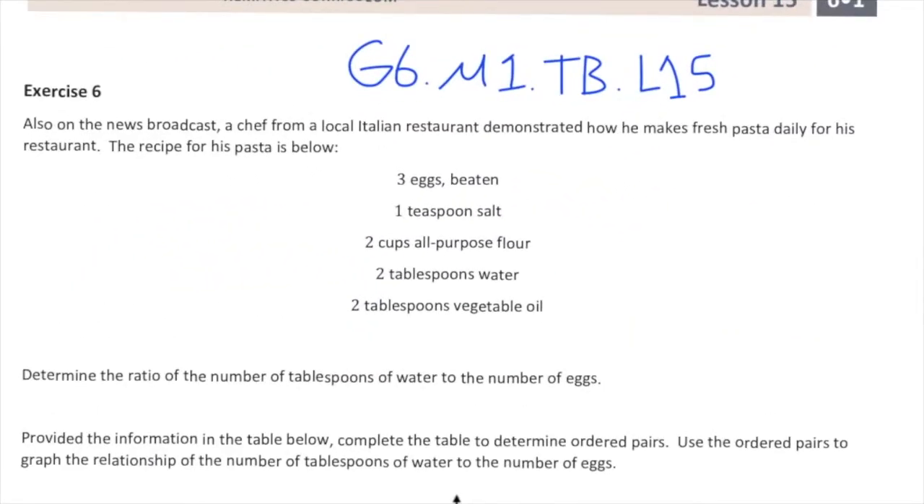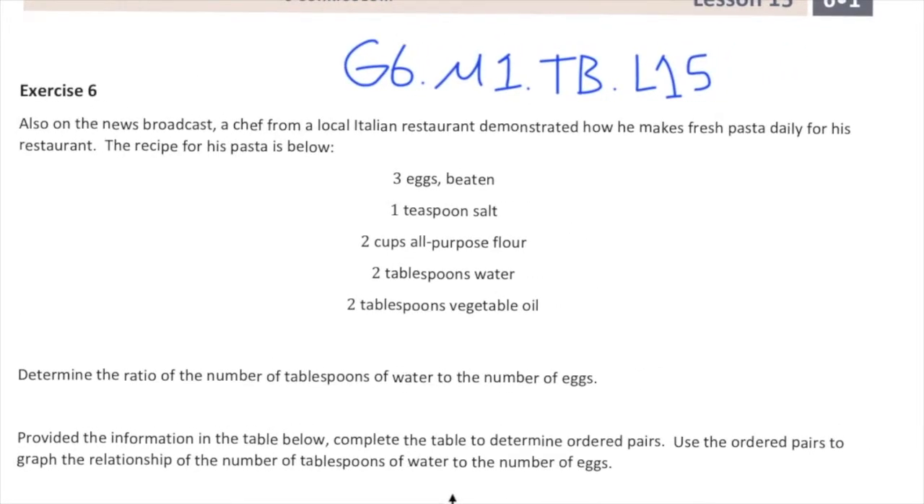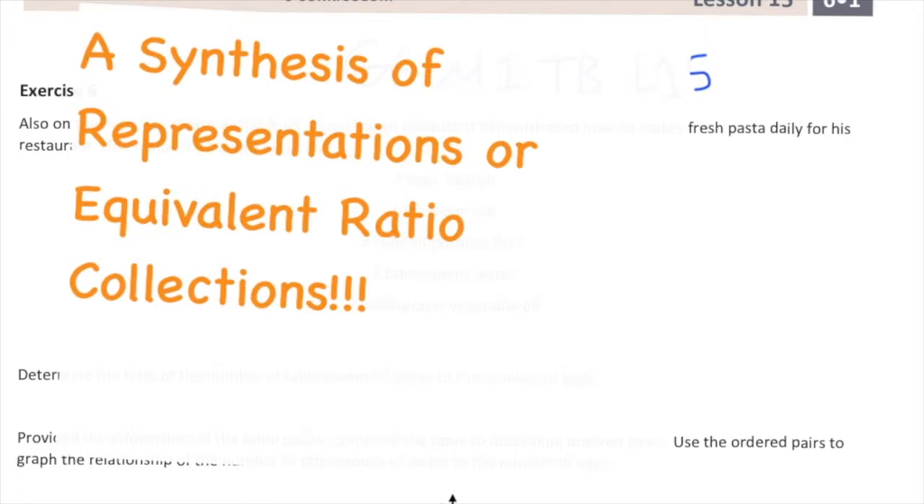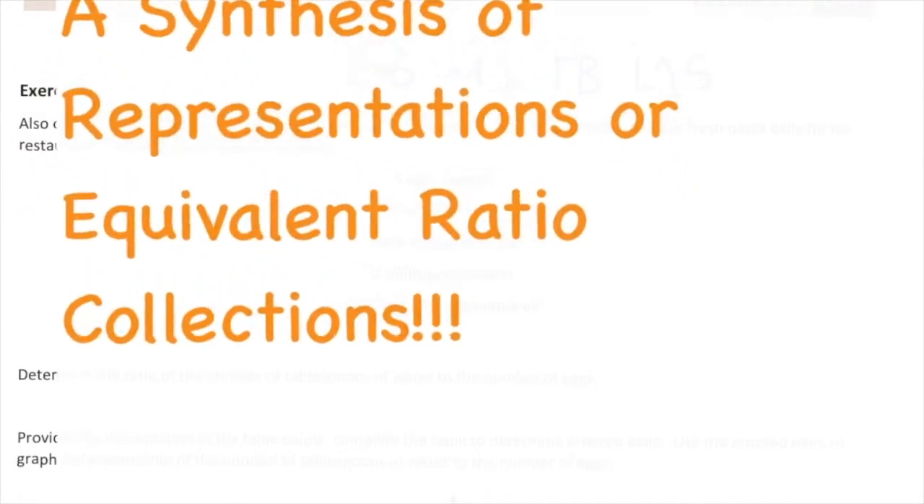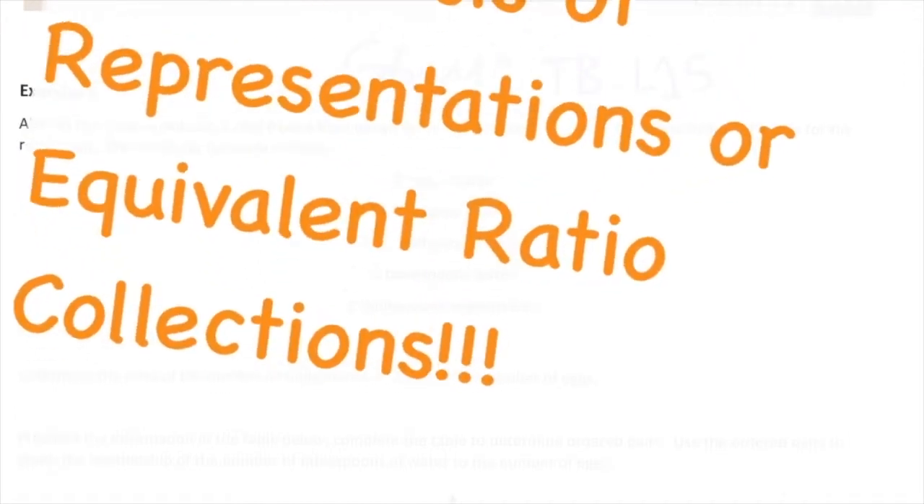Hey everybody, Mr. Enyart here. Today we're doing grade 6 module 1 topic B lesson 15. So module 1 lesson 15. And this lesson is all about a synthesis of representations of equivalent ratio collections.